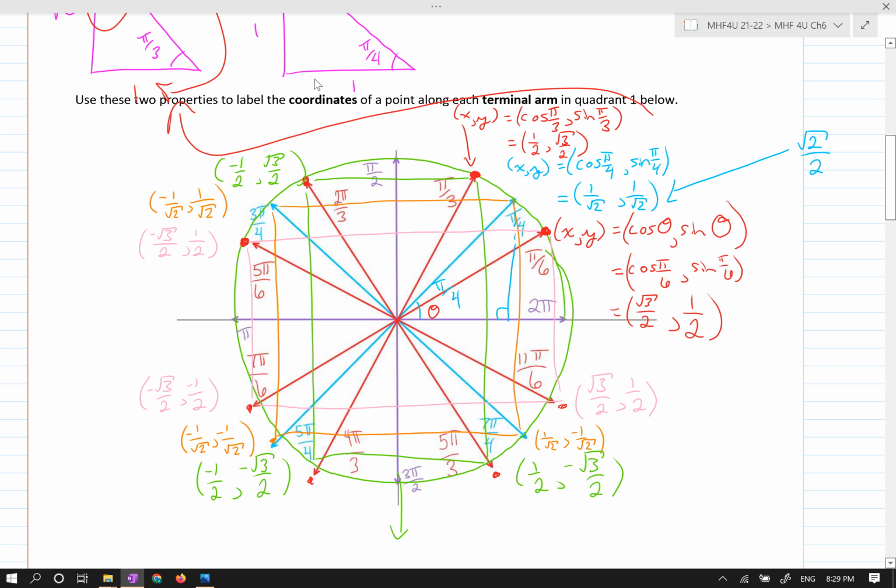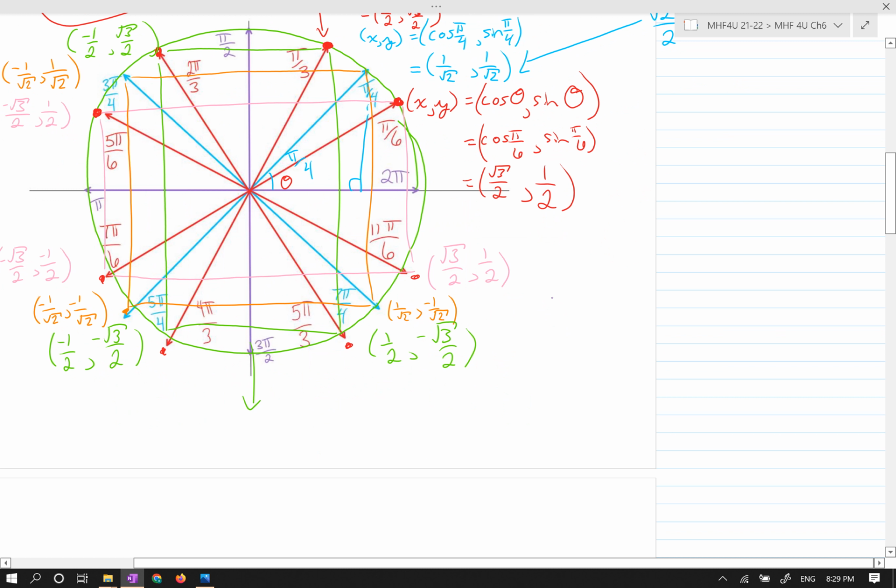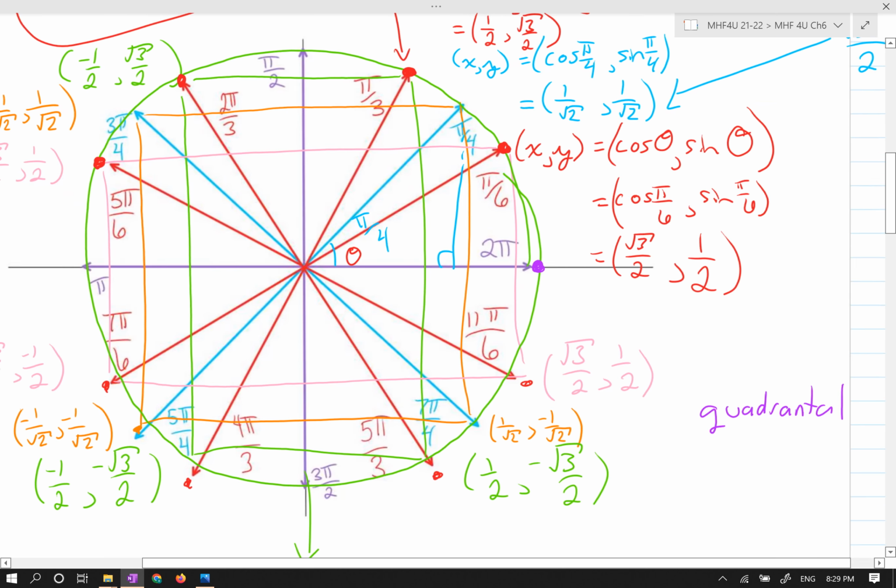Those missing ones that we're waiting on here, those come from what we call our quadrantal angles. Now, these angles are each obviously 90 degrees further than the previous one from one another. If we're trying to come up with the coordinates here, it's actually even simpler than you think, because if you remember, what we're working with here is a unit circle, and a unit circle has a radius of 1 unit.